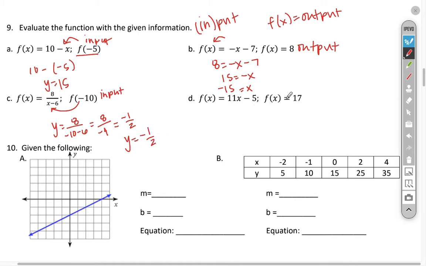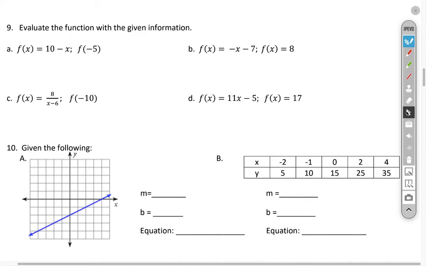For d, we were given f of x equals 17. This is an output. It's outside of the parentheses. We're going to plug it in for f of x. So we get 17 equals 11x minus 5. We're going to add 5 to both sides. We get 22 equals 11x. We're going to divide by 11, and x equals 2. Right? The biggest thing there is just to make sure you're putting your number exactly where it should go.